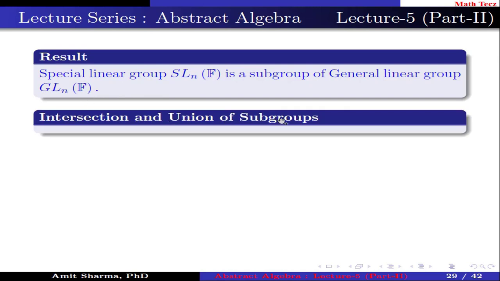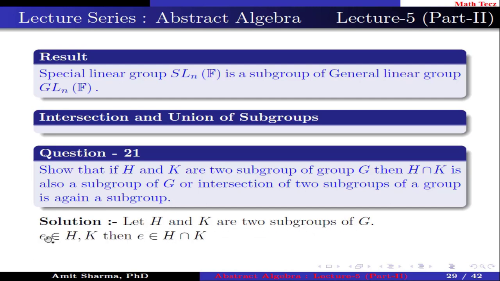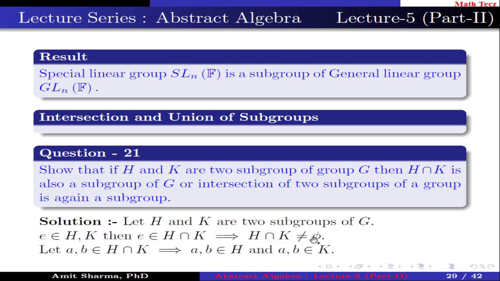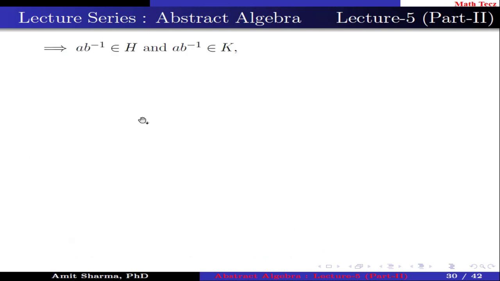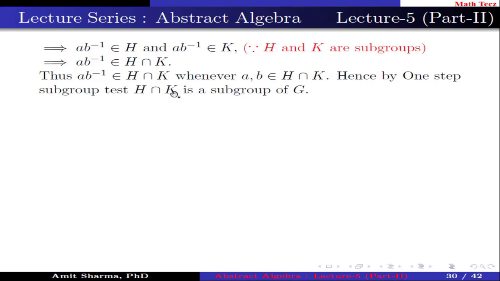Next is intersection and union of subgroups. Question number 21. Show that if H and K are two subgroups of a group G, then H intersection K is also a subgroup of G, or the intersection of two subgroups of a group is again a subgroup. Let H and K be two subgroups of G, which implies e belongs to H and K. Then e belongs to H intersection K, which implies H intersection K is not equal to phi. Let a, b belong to H intersection K, which implies a, b belong to H and a, b belong to K, which implies ab inverse belongs to H and ab inverse belongs to K. Why is it so? Because H and K are subgroups, which implies ab inverse belongs to H intersection K. Thus, ab inverse belongs to H intersection K whenever a, b belong to H intersection K. Hence, by the one step subgroup test, H intersection K is a subgroup of G.